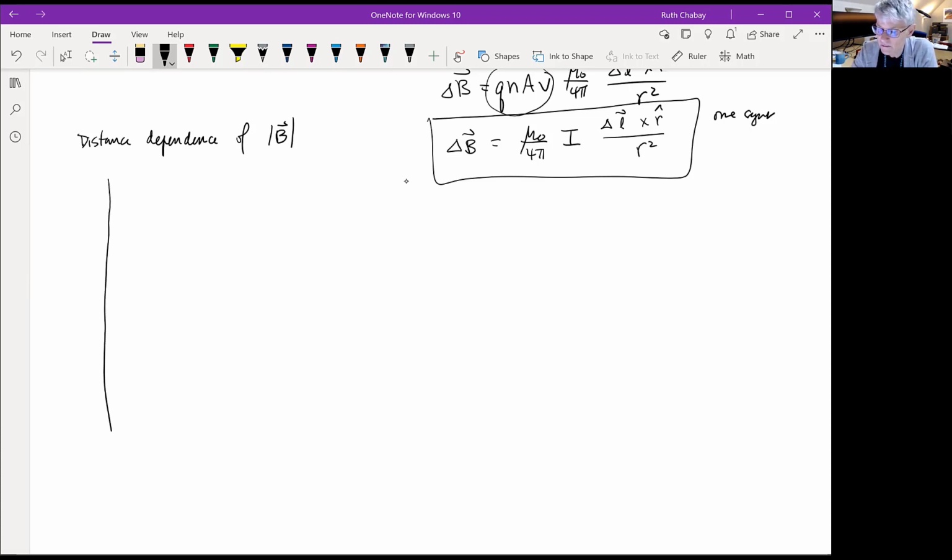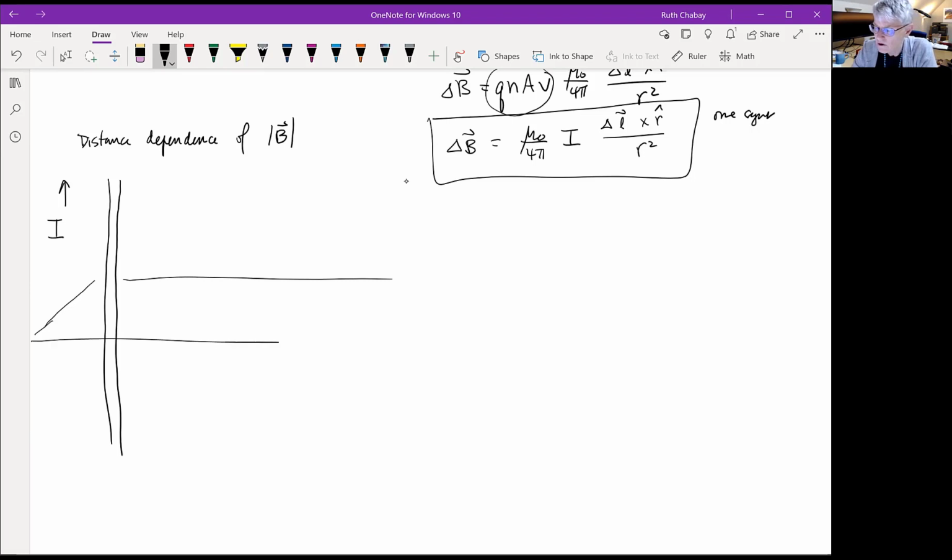So let's put our wire vertically here, and let's say conventional current, so our imaginary positive charges are moving upward, so the wire is in the plus y direction. What we want is an observation location in the xz plane, so somewhere along the x-axis. So here's our observation location right there. This is plus y, that's plus x.